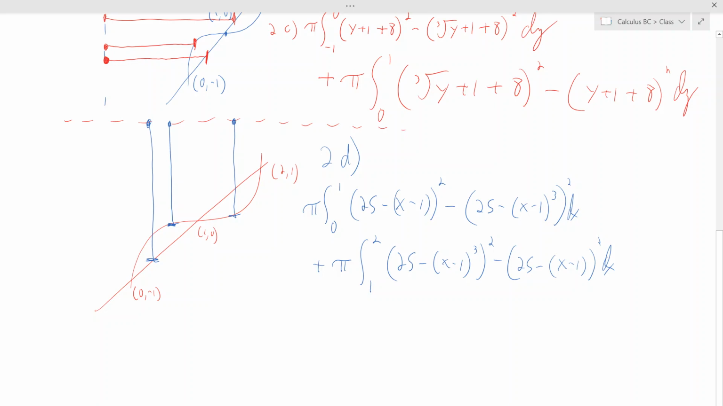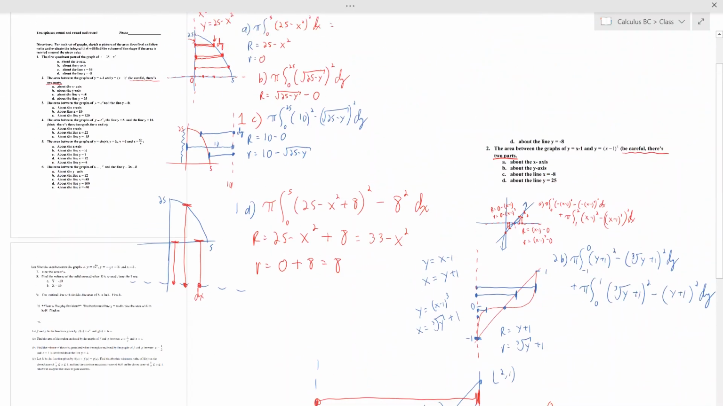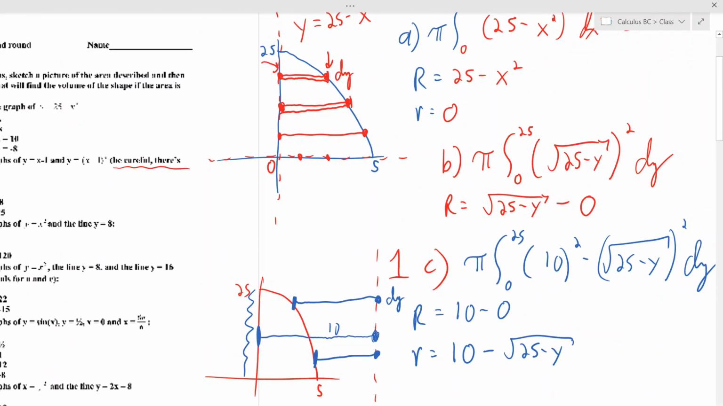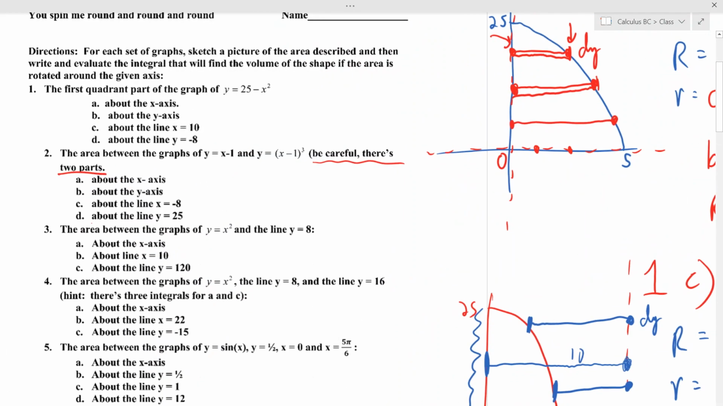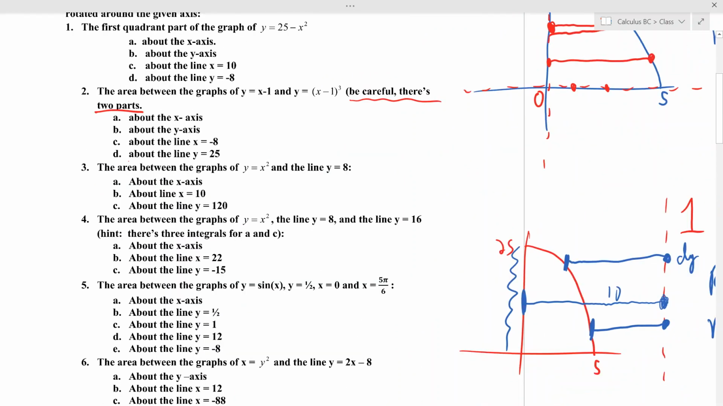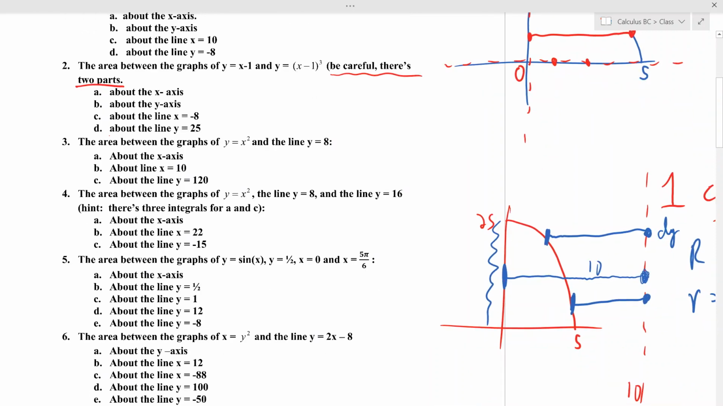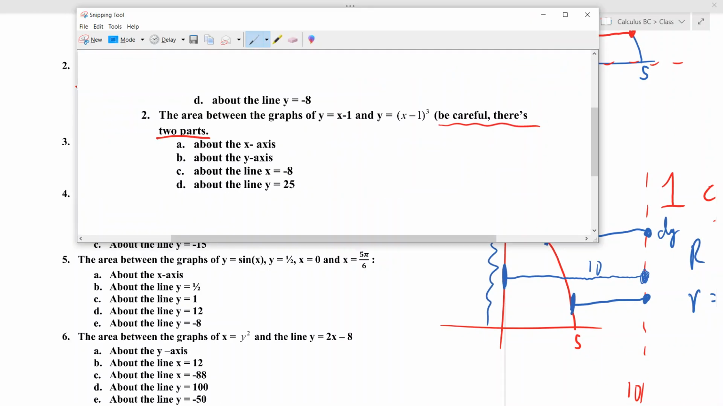Okay, so those are the integrals you should be setting up. Again, I'm just more worried about setting up the integrals than actually calculating them out. Okay, we did number 3 in class except for C, I believe, but we'll run through it real quick here anyway.